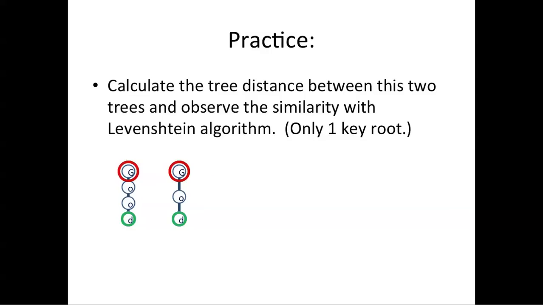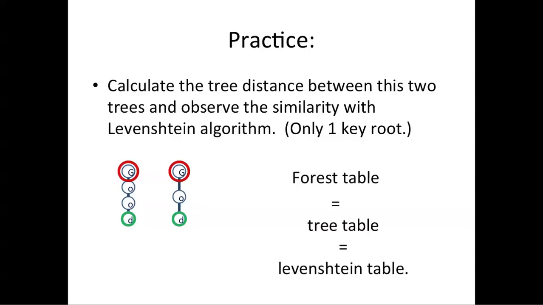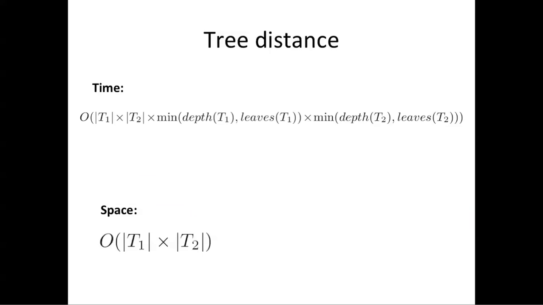Now, if you imagine that God and good are trees by just creating a vertical tree, it should be easy to use the Zhang and Shasha algorithm and get exactly the same results as with the Levenshtein algorithm. And in this case, we get that the forest table is exactly the same as the tree table, and the tree table is exactly the same as the Levenshtein table. The interesting point is that the tree edit distance is very efficient in time and in space.